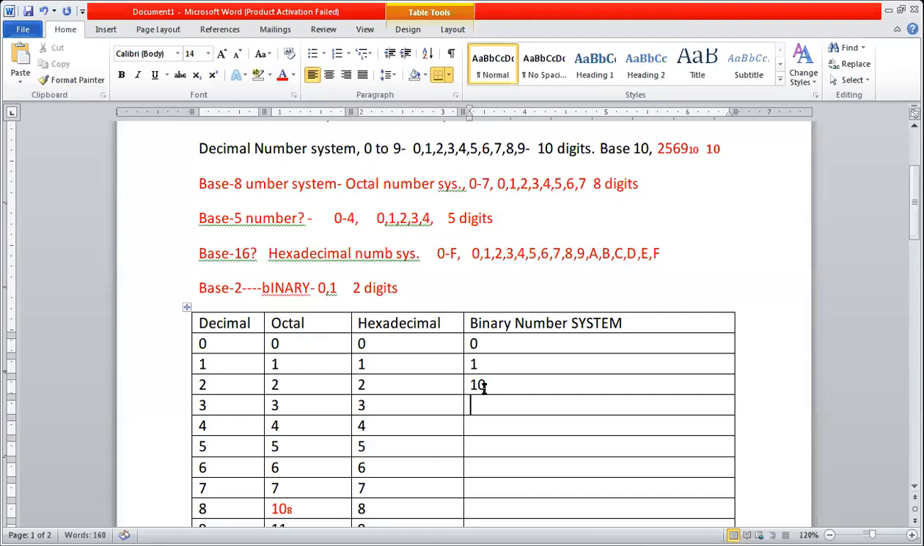Then what? 1, 1. 1, 1 is going to be 3. What next? 100. Exactly correct. Then 101. Then 110. Then 111.